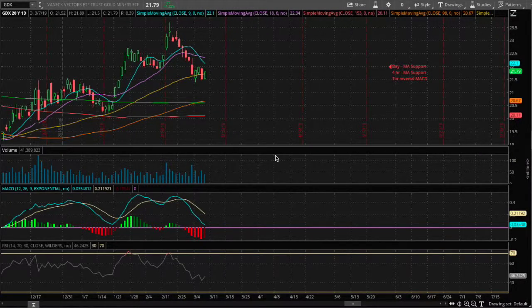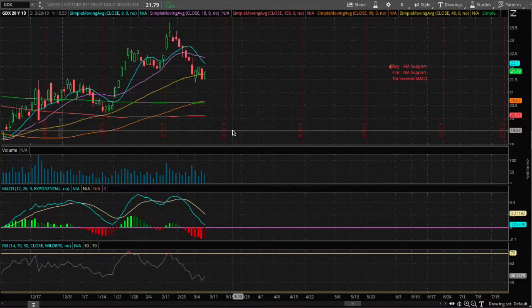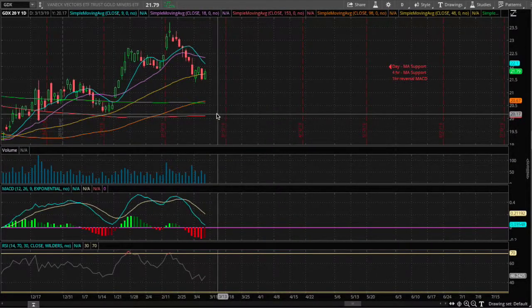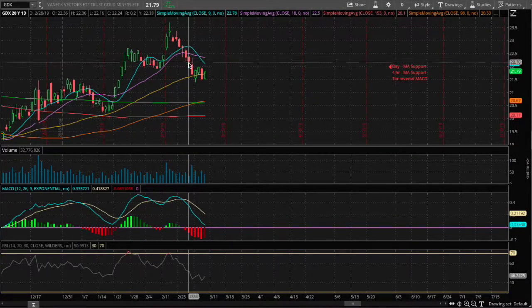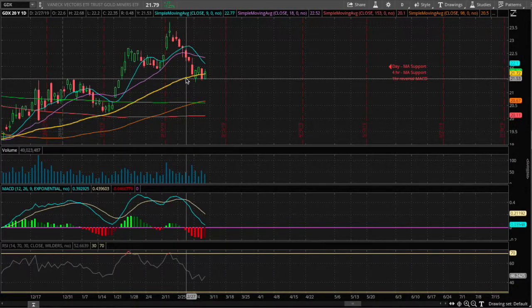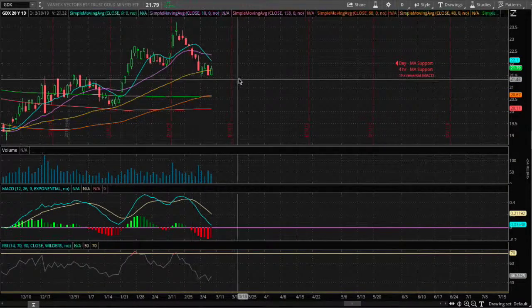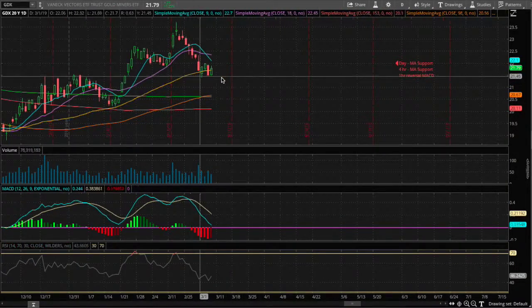Hello viewers, in this video I'll be going over gold miners ETF, ticker symbol GDX. So last week I suspected that gold miners will head back to the 50-day moving average, and we reached that here for the past couple of days, and this is a good support level, and I believe gold will be heading up, but let's see for how much.